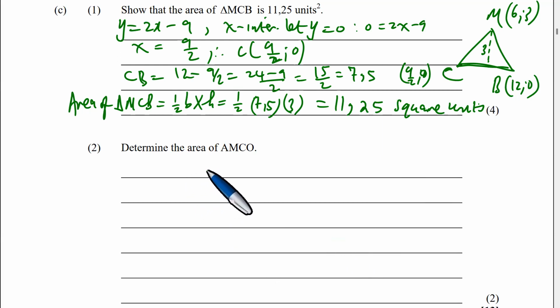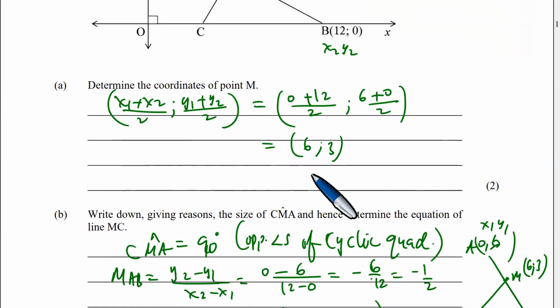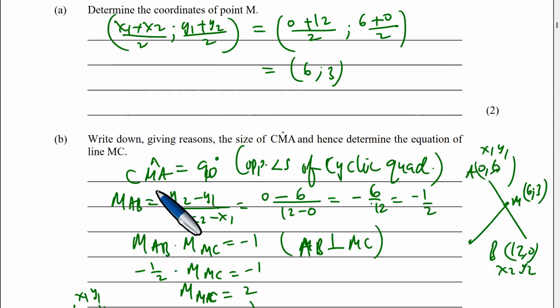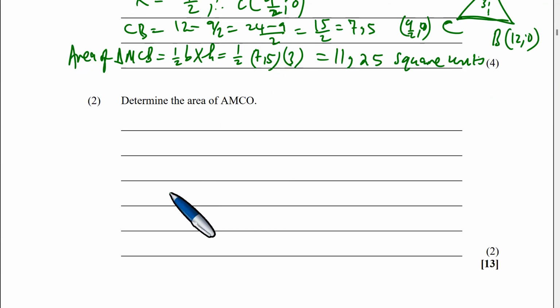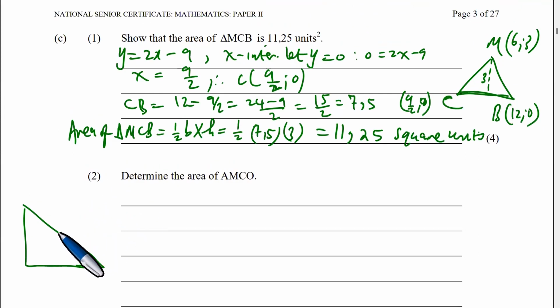What about now the area of AMCO? Let me see. AMCO. Right, so let's see. We have this. You have this here. And here you have this one. You have M, you have C, you have O, you have A, and then you have B. You've already got this area, so we're interested in this one.